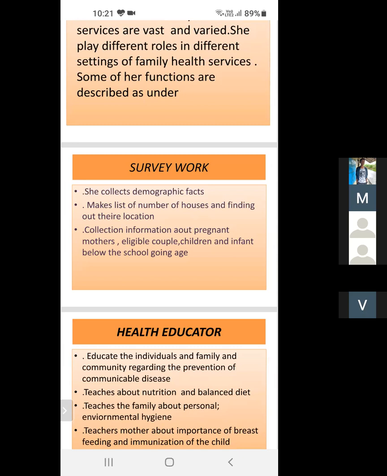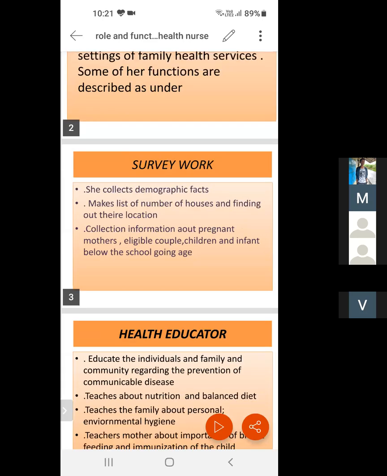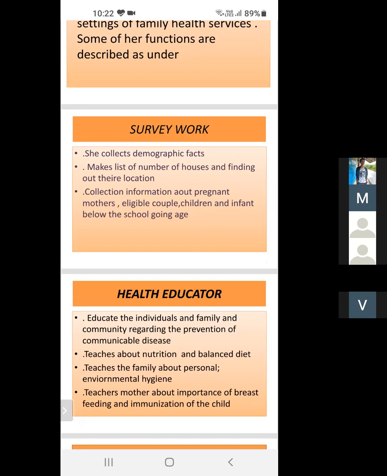Where the houses are, how many houses there are, that we should make it. And collect information about pregnant mothers, eligible couples, children, and infants below the school-going age. You should collect information about mothers and eligible couples and children and infants below the school-going age. That is the survey work.